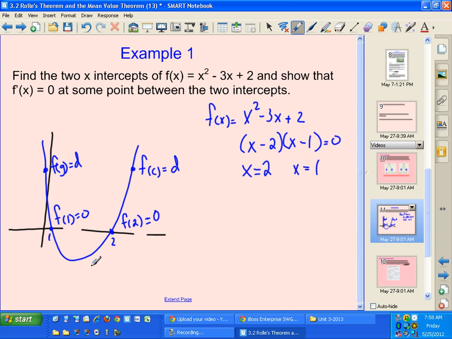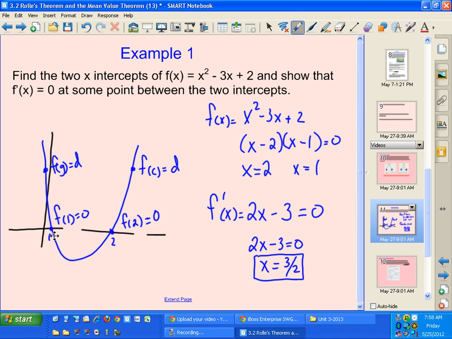So then it says, and show that f prime of x equals 0 at some point between the two, that is, at some point between these guys. So I'm going to take the derivative of this function, f prime of x, which will give me 2x minus 3. And if I set that equal to 0, because that's what we do, f prime of x equals 0, and solve for x, 2x minus 3 equals 0, add 3 and divide by 2, x equals 3/2, which is 1.5, so that's somewhere between 1 and 2. So there is my x value.